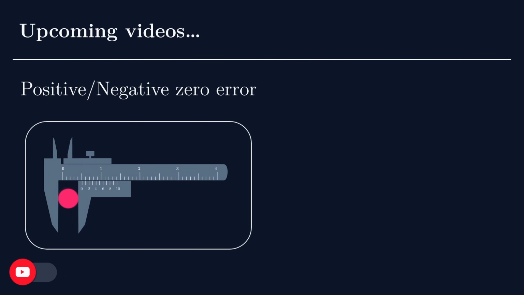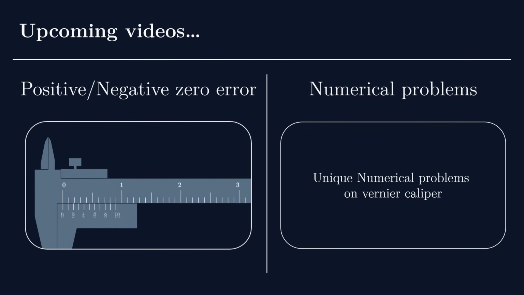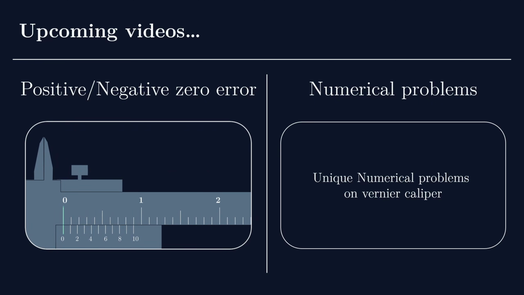In the next few videos, we will look at positive and negative zero errors on the Vernier scale. We will also solve some unique problems to ensure everything is crystal clear.